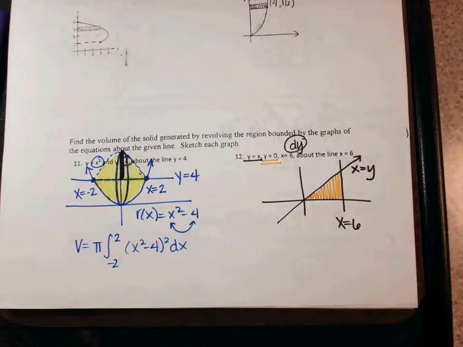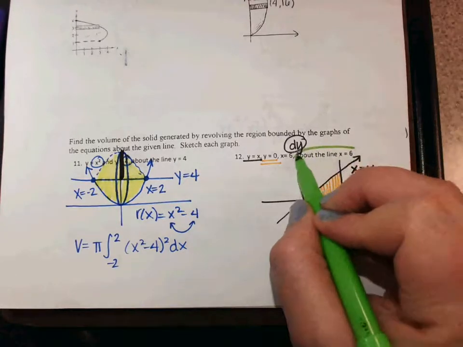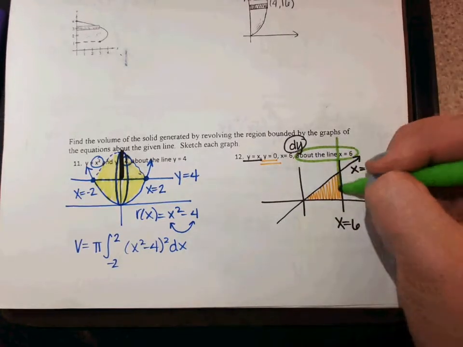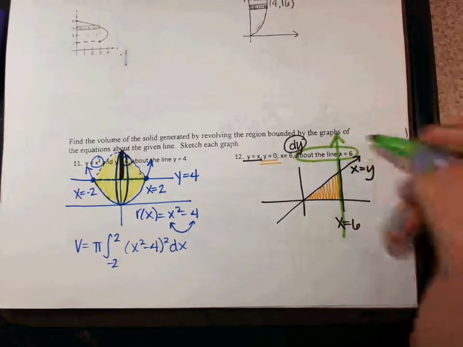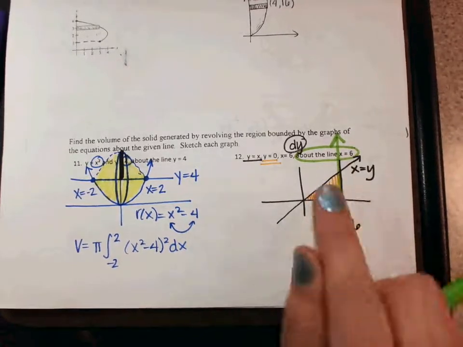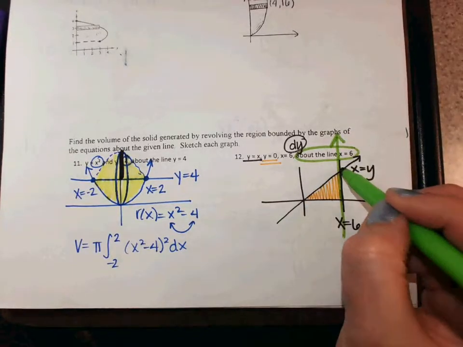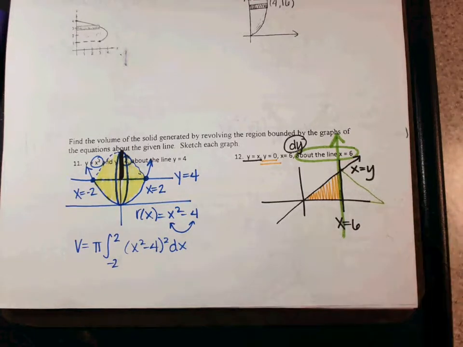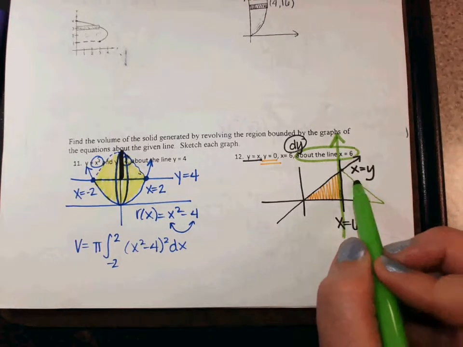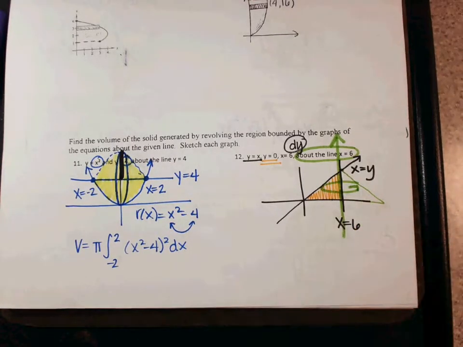Now, that's your region, but you have to think about what you're rotating around. What does it say we're going to rotate about? X equals 6. That's this side. So draw your axis of revolution right there. And I'm going to spin this shape around that axis, so that the other side is going to come up over on that side. And remember, it's rotating around like that. Okay? Draw in your radius.